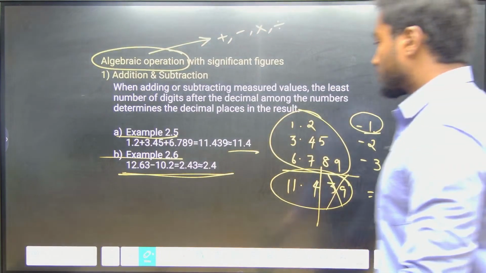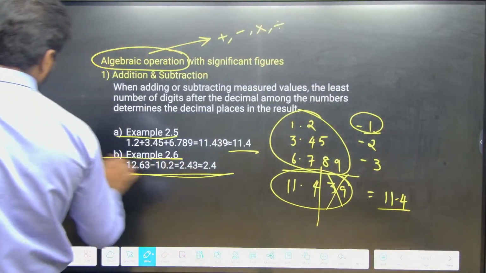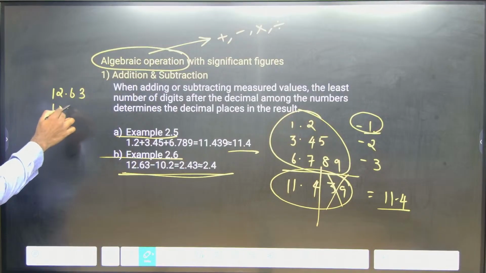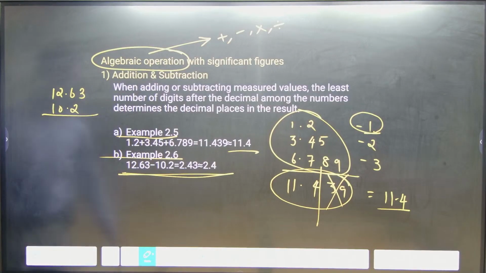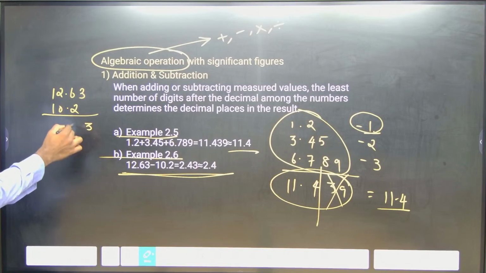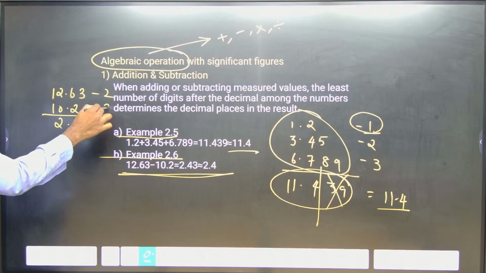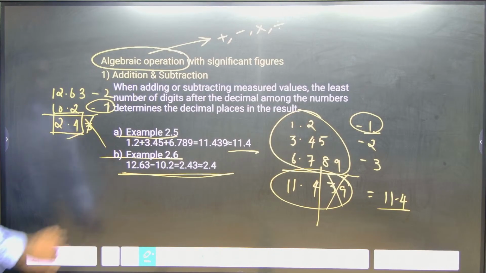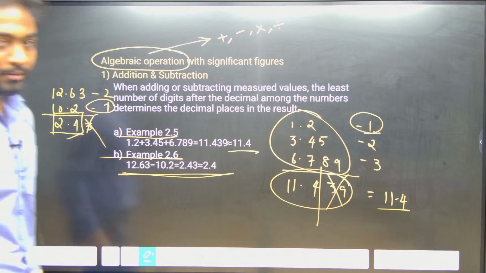Done. So when we are doing this one, 12.63 minus 10.2. Subtraction means this is 3, this is 4.2. Least decimal: there are 2 decimals in one, 1 decimal in the other. So I should consider 1 decimal, 2.4, the 3 you will leave. So 2.4 is the answer.